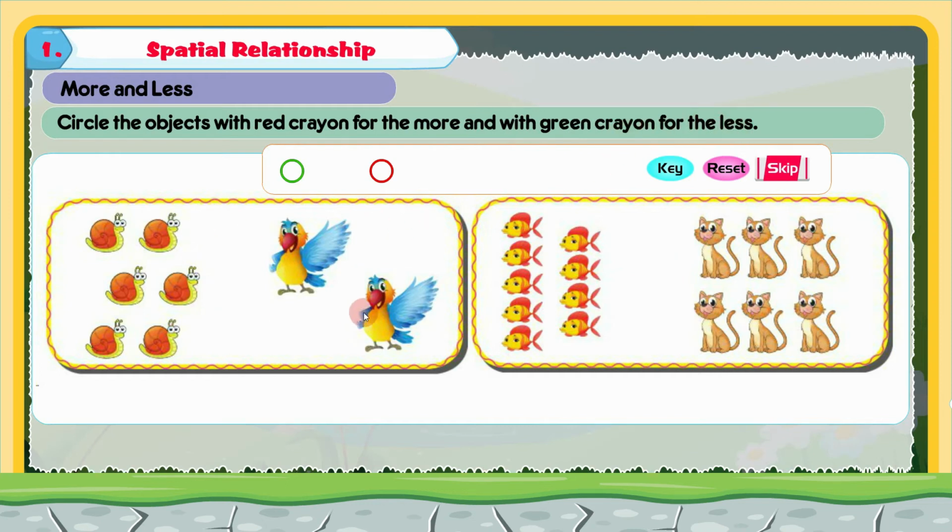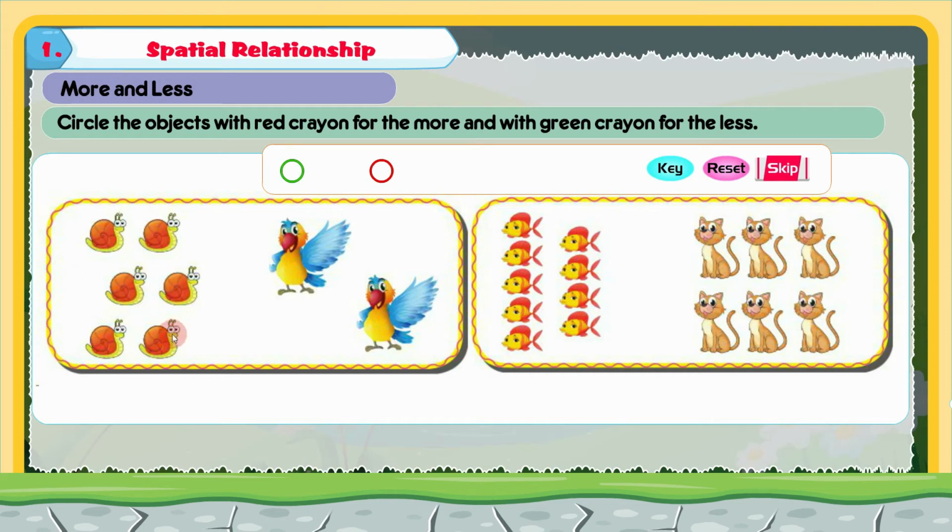Here we have two boxes and different animals. We have to count the number here and put green crayon for the less number and red crayon for the more number. We will count here. These are the snails and these are the parrots. So first we will count the snails here.